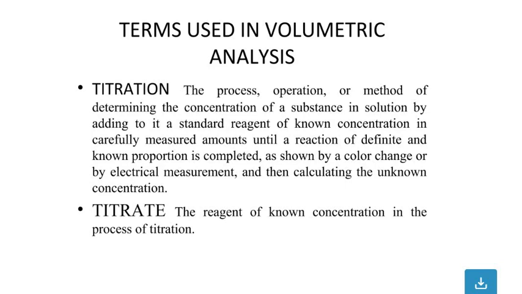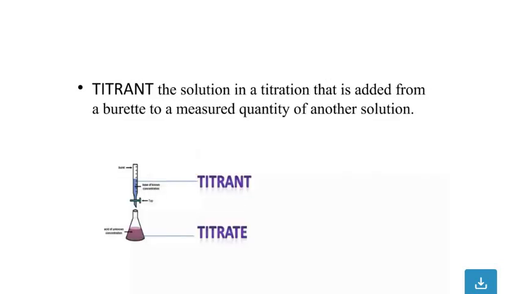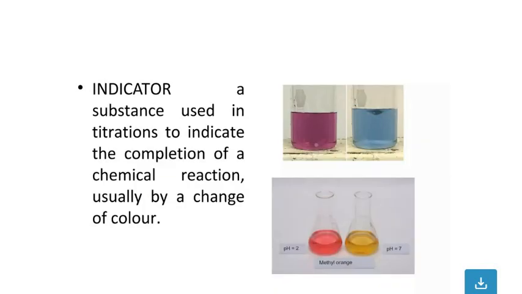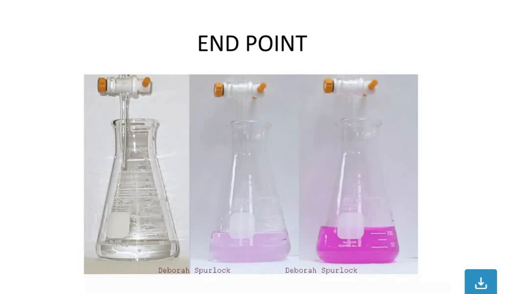Titrate, the reagent of known concentration in the process of titration. So titrant, the solution in a titration that is added from a burette to a measured quantity of another solution. So look at here, titrant and titrate. Now indicator, a substance used in titration to indicate the completion of a chemical reaction, usually by a change of color. Look at here. End point you can see, before that colorless, now super look, and not bad, that is the bad look. So super look is between.